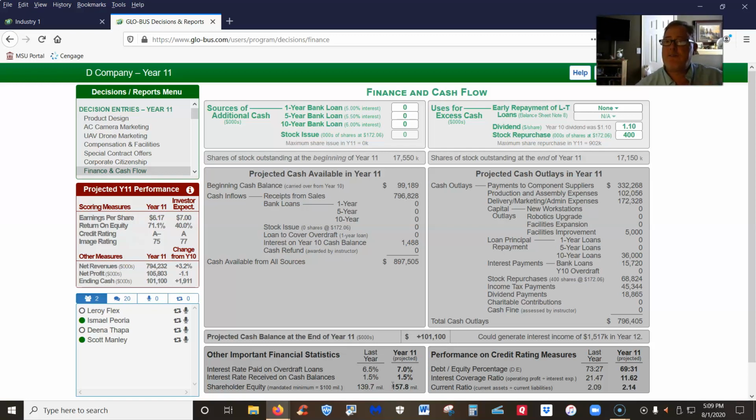Since equity is the denominator in that return on equity fraction, the lower you get your shareholder equity, the higher your return on equity goes. Okay? So watch this. I'm going to put stock repurchase at 0.